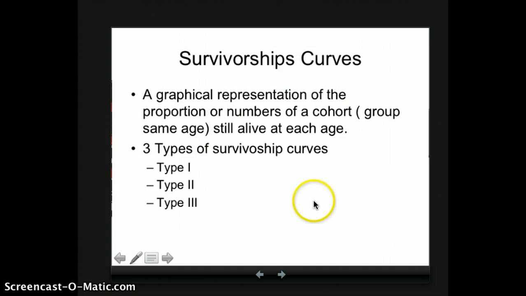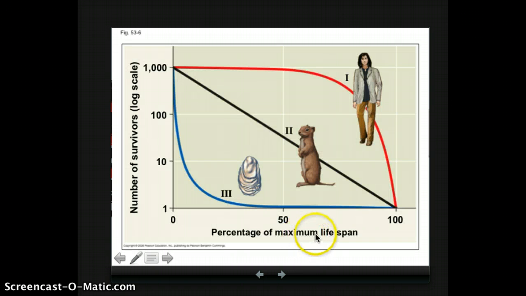And what we see is three patterns emerging. When we plot the number of survivors using a log scale versus time, we see three patterns. Type 1 survivorship, well, let me show you what they look like, survivorship curves. So we can see here that type 1 survivorship curves exhibit high survivorship throughout their life cycle. For this type 1 survivorship curve, you can see that most of the individuals are surviving to most of their lifespan, and then they die off at mature ages.